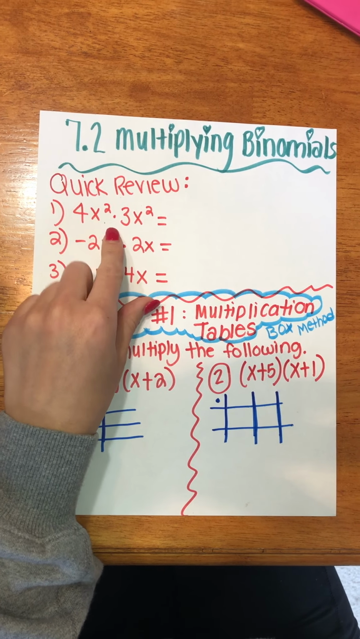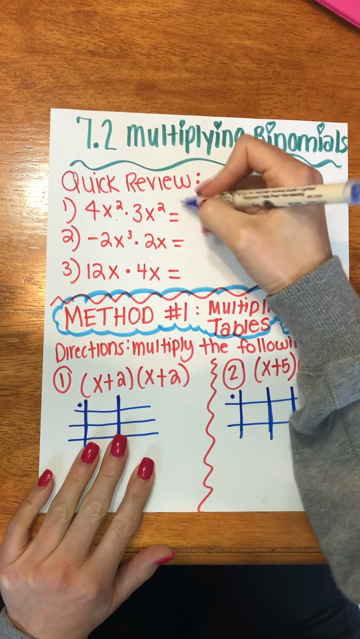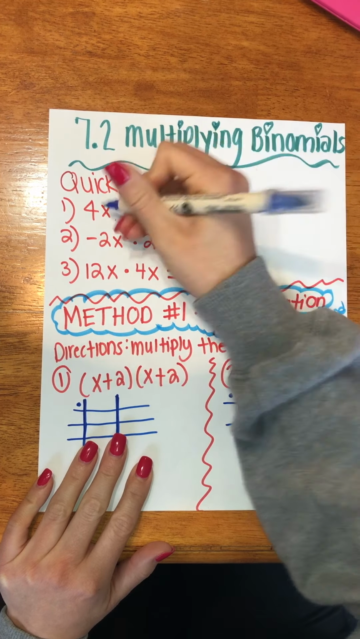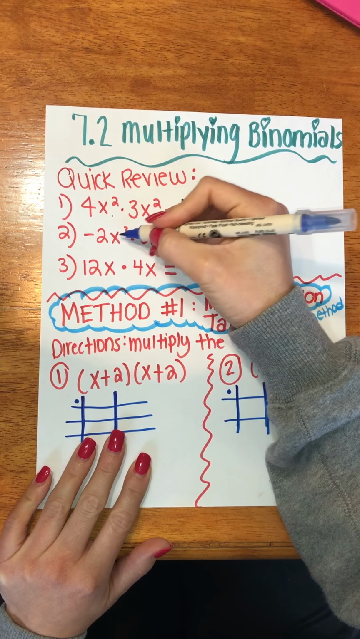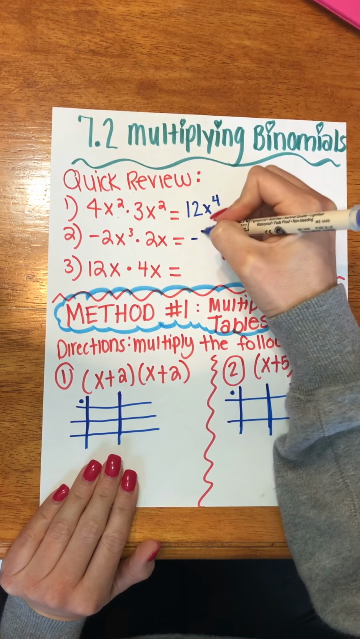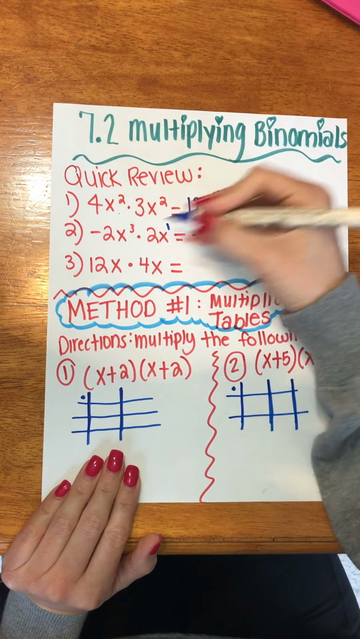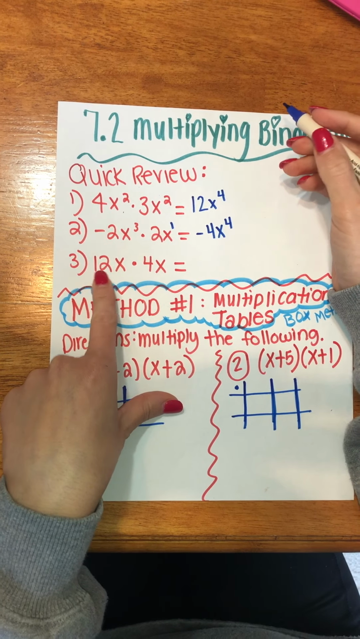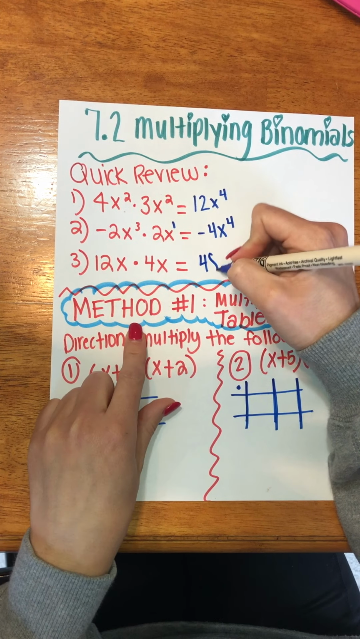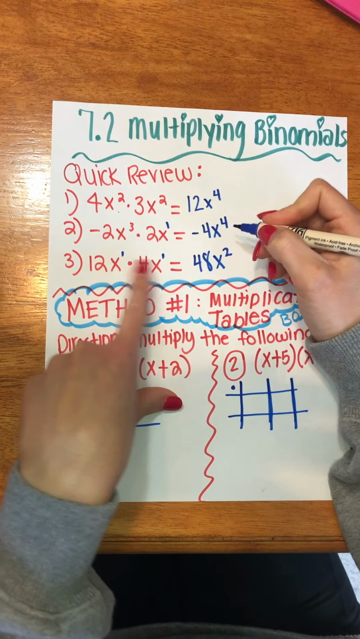So we got 4x squared times 3x squared. So we take the 4 and the 3 and we multiply to get 12, and then x squared times x squared is x to the 4th because you add the exponents. All right, negative 2x to the 3rd times 2x, multiply the coefficients, negative 4, and then it's x to the 4th because this is a 1, so 1 plus 3. And then the last one is 12x times 4x, that's 48x squared. 1 plus 1 is 2.